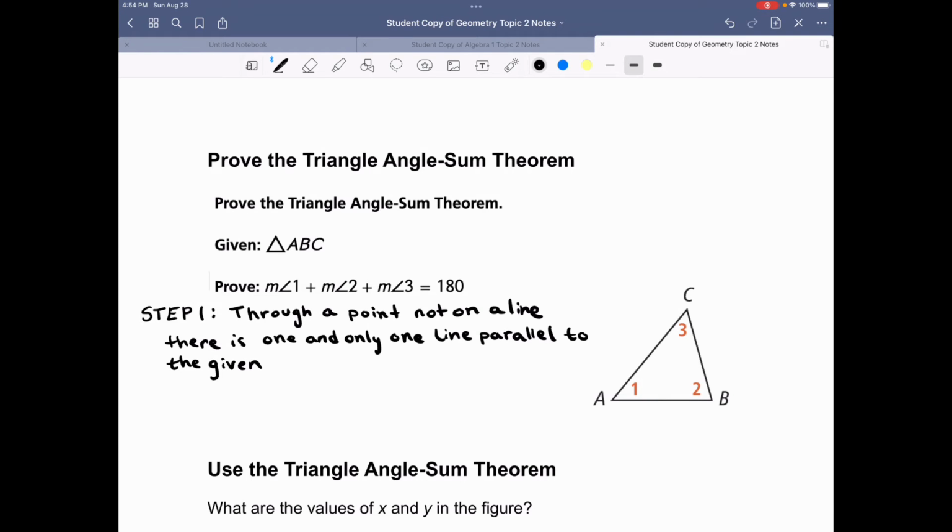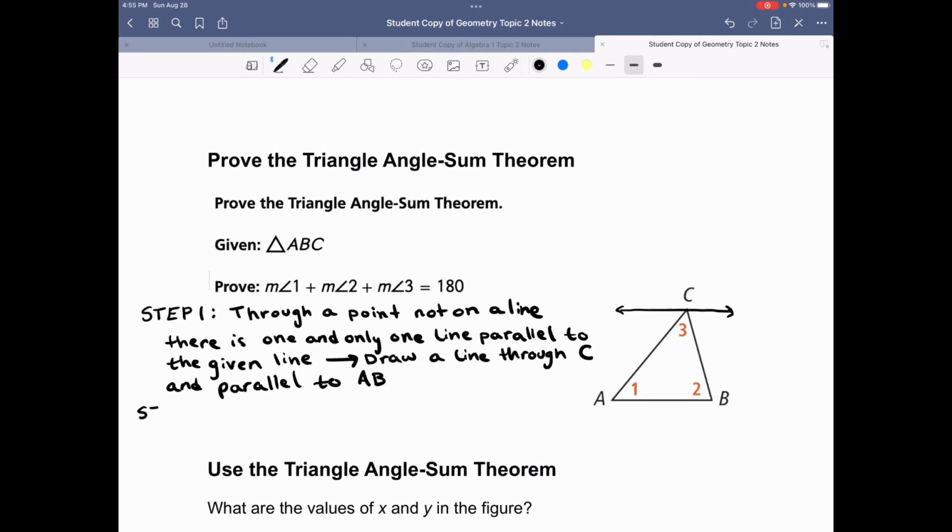That's the theorem that we just learned on the last page, on the front of these notes. So from that theorem, we are going to draw a line through C and parallel to AB. Can you hear my dogs playing with a squeaking toy? All right, so we'll draw a line that is parallel to AB right here.